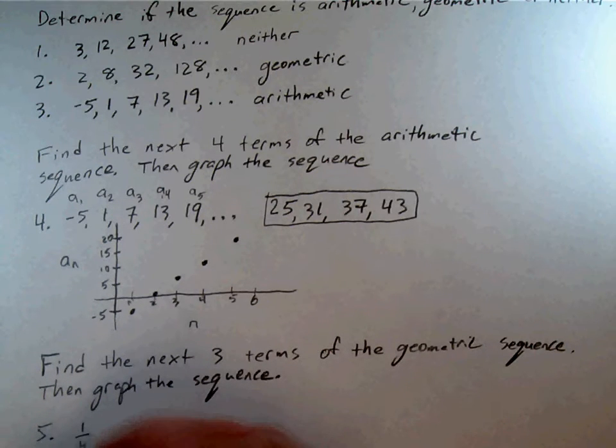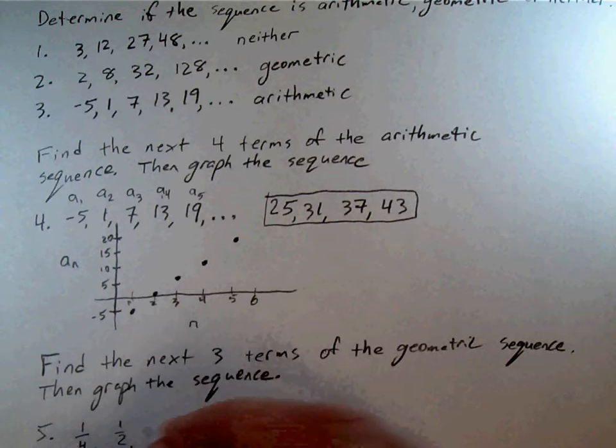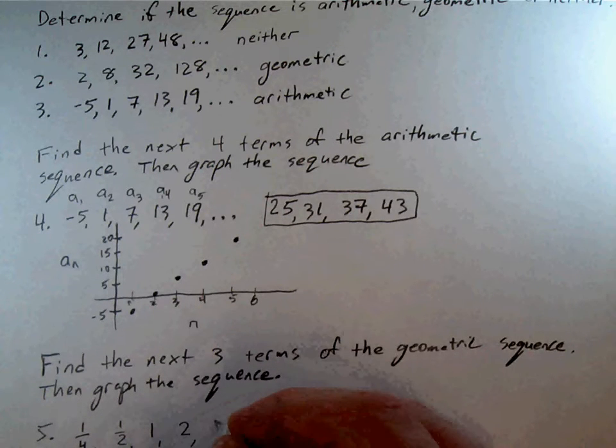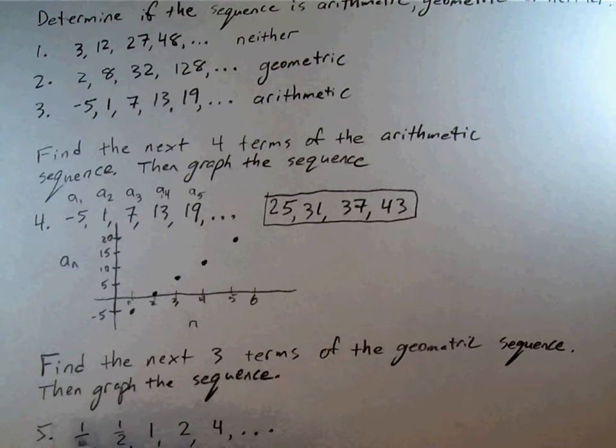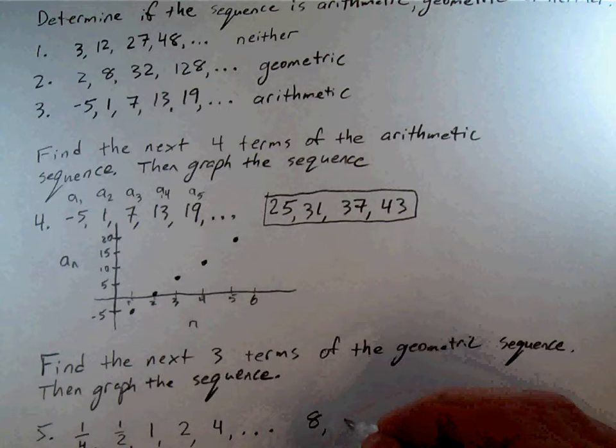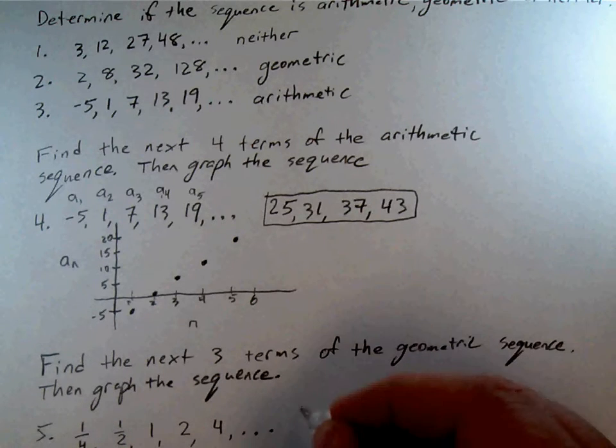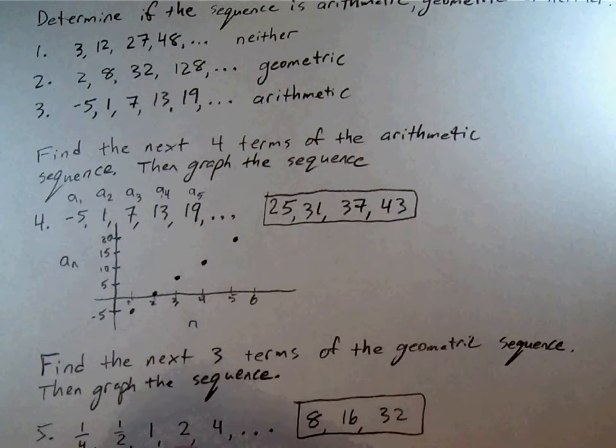I'm going to go with 1/4, 1/2, 1, 2, 4, dot, dot, dot. So there's the sequence. So the next 3 terms, looks like I'm doubling every time. So we get 8, and then I get 16, and then I get 32. Those will be the next 3 terms. Maybe I'll go by 5s again, and maybe we'll get all the way to 32: 5, 10, 15, 20, 25, 30.